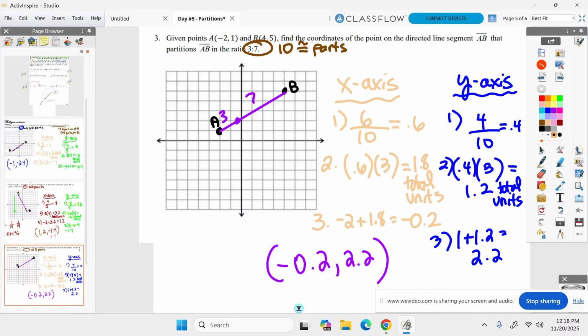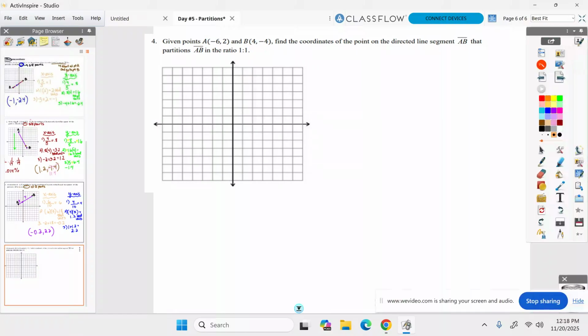And you guys are on your own for this one, and you're going to call me over if you think you have it. Breaking that up into a ratio of 1 to 1. I need some work shown as well. You can't just put a point on your graph and say, there it is. Once you have it, call me over. If you get it correct, the rest of the time is yours.